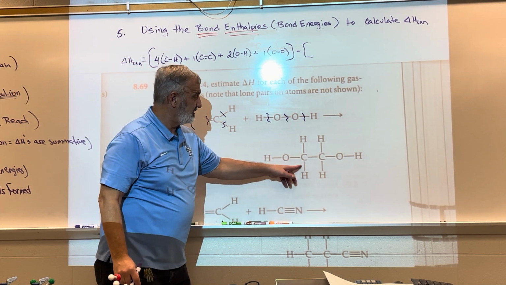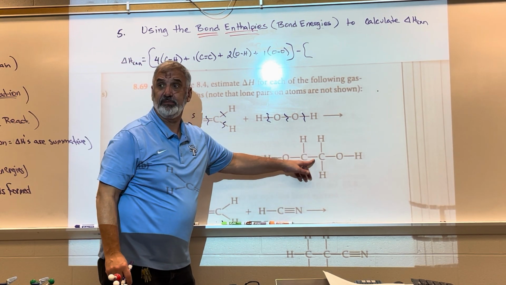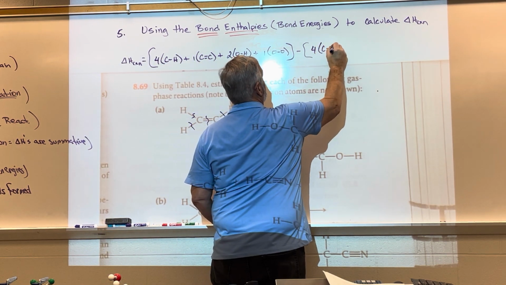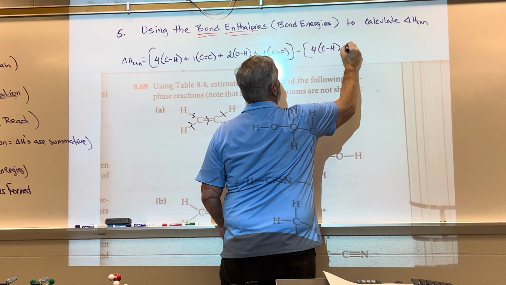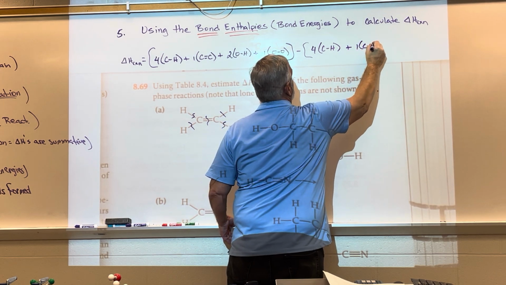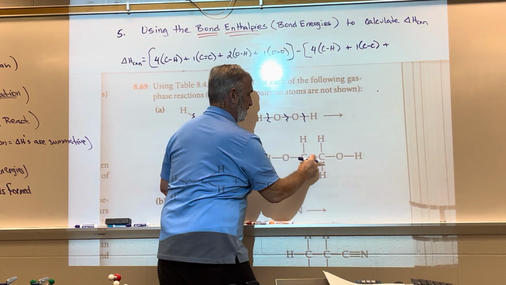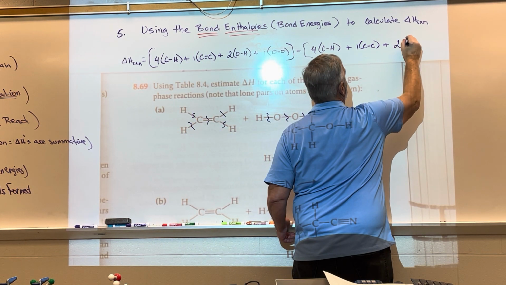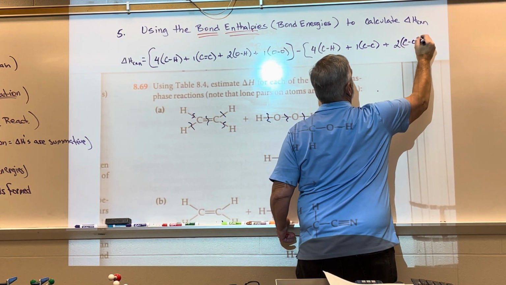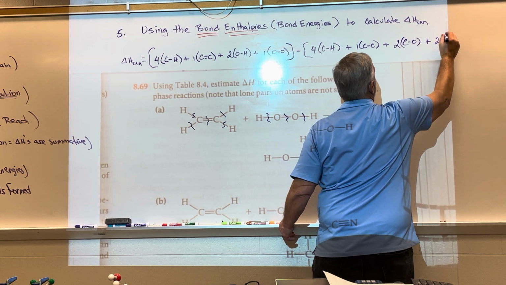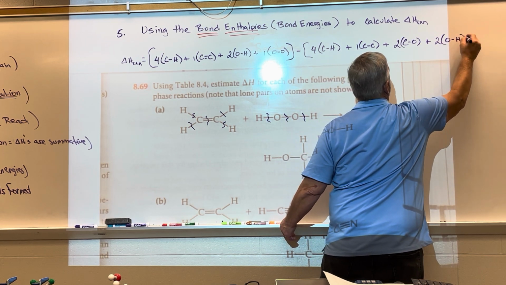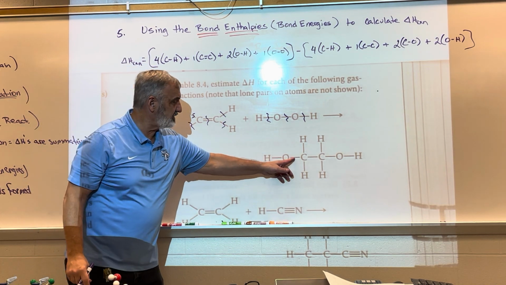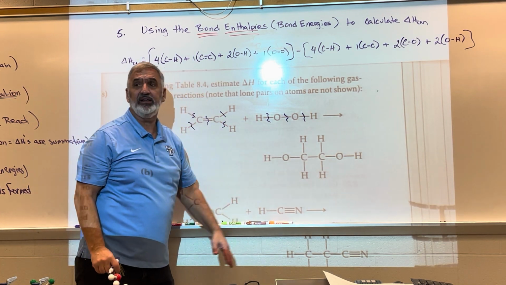Well, I'm going to have 4 carbon to hydrogen bonds again. I'm going to have 1 carbon to carbon bond. I'm going to have 2 carbon to oxygen bonds plus 2 oxygen to hydrogen bonds. Did I get them all? This bond, these 4, the carbon, okay?